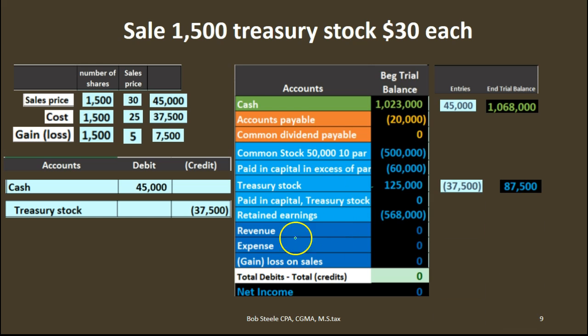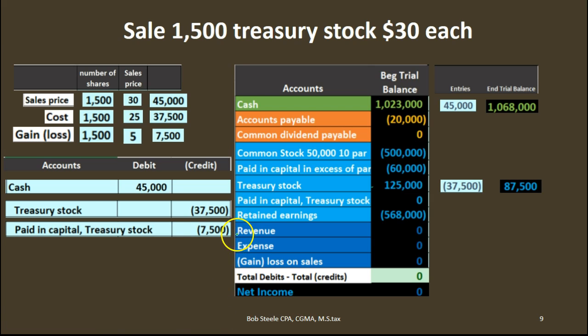And then, of course, we have this problem that the debits don't equal the credits, because we sold it for more than we purchased it for. And that difference, that $7,500, we're not going to put to gain as we would if it was some other stock, because it's our own stock. What we're going to do is just park it here in this equity account called paid in capital on treasury stock. So paid in capital on treasury stock is going to go up, in the credit direction. It's going to increase the equity account.